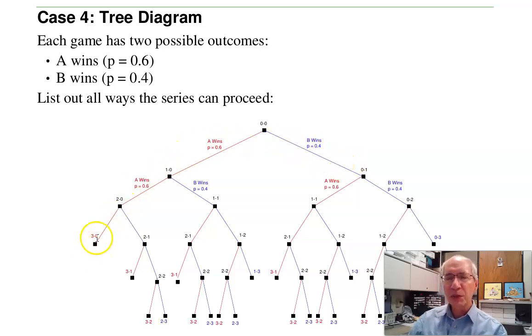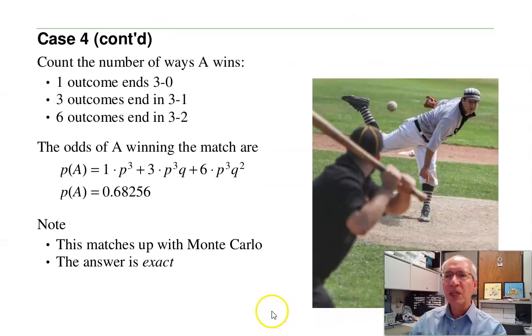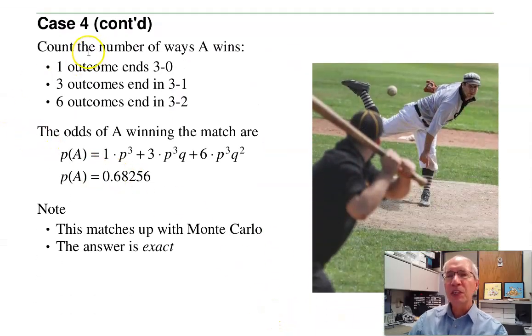Now if we look at all these different paths, there's one way for the match to end 3-0. There's 1, 2, 3, a bunch of ways the match could end 3-1, a bunch of ways could end 3-2, and that's all the ways that A can win. So counting. There's one outcome that's 3-0. The probability that A wins 3 times in a row is 3 wins for A, 0 wins for B. So that's 1 times P cubed.